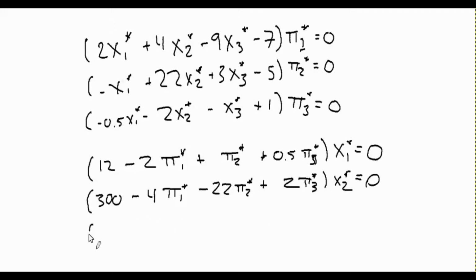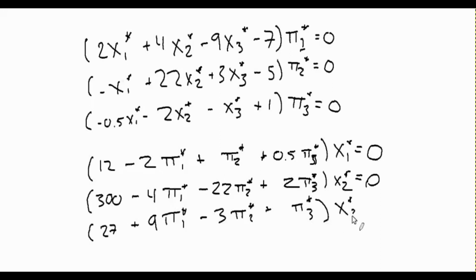And then the last one is (27 plus 9 pi star 1 minus 3 pi star 2 plus pi star 3) times x star sub 3 is equal to 0. And those are the complementary slackness conditions for this problem. We're done.